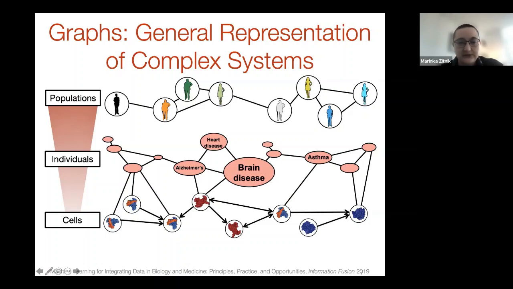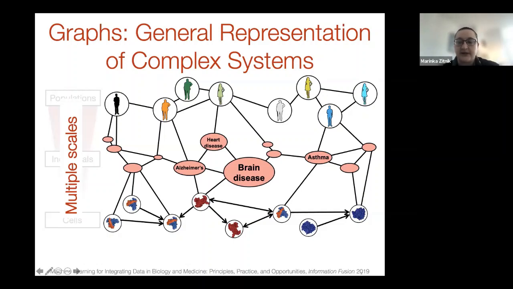So really what graphs allow us to do is to bring these different scales together and have a very general representation of a system such as a cell or an individual or even an entire population. They also allow us to bring together rich multimodal data, meaning different kinds of relationships and associations between entities or nodes in the graphs can be captured and represented by edges, whether those are physical interactions between molecules in the cell, all the way up to familial or friendship relationships between individuals in a population.